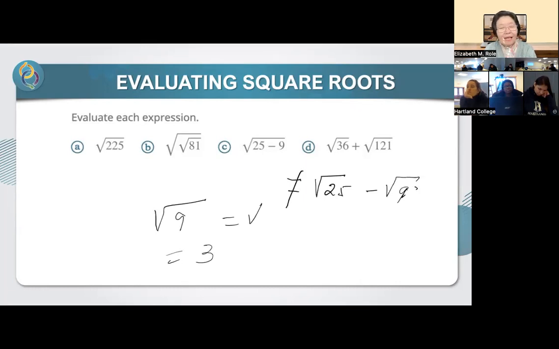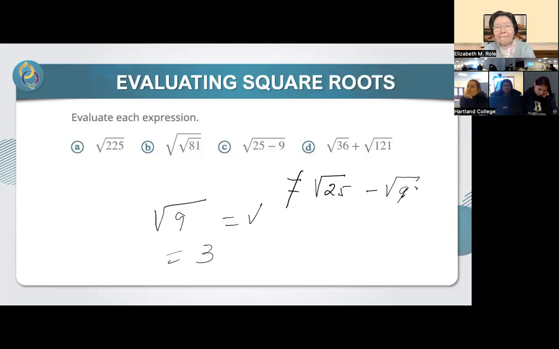Some people will say the square root of 25 is 5, the square root of 9 is 3. You don't do that. You do first the operation inside. So 25 minus 9 is 16, and the square root of 16 is 4. Good. And for letter D, you just have to do the evaluation.